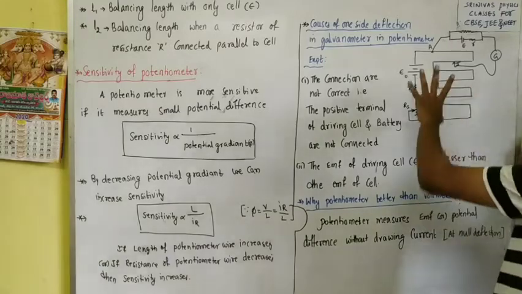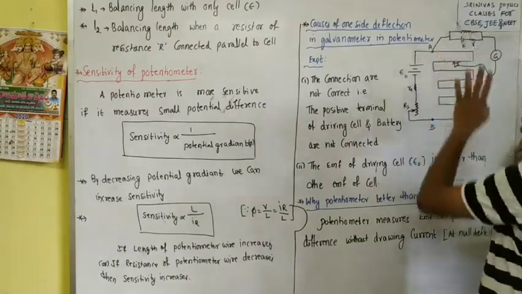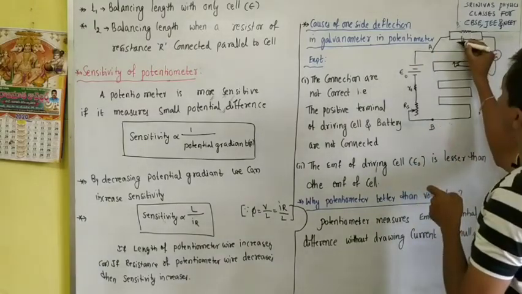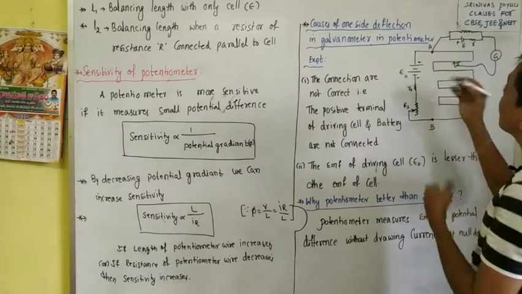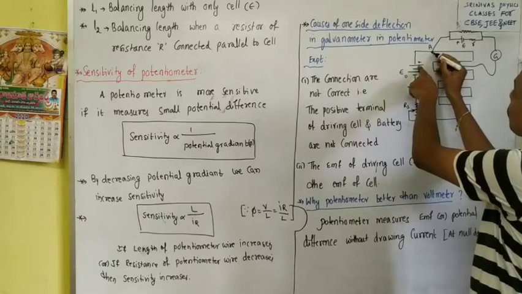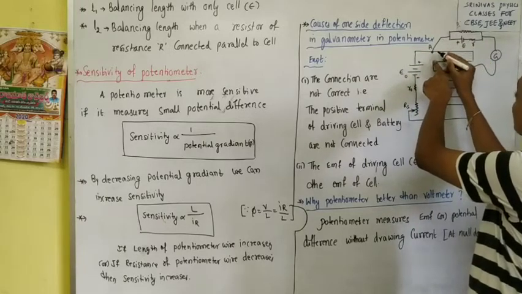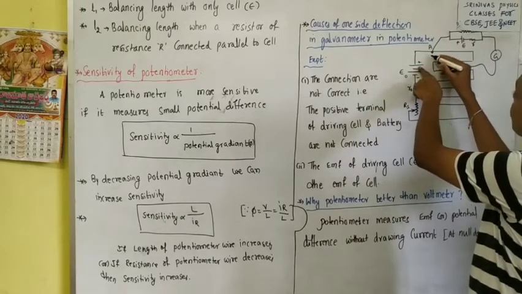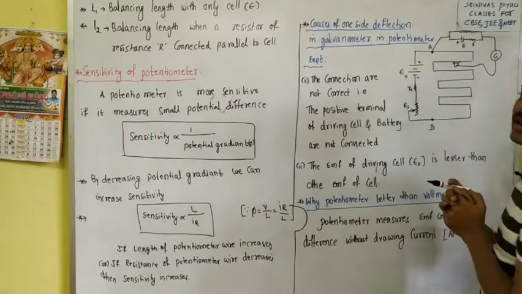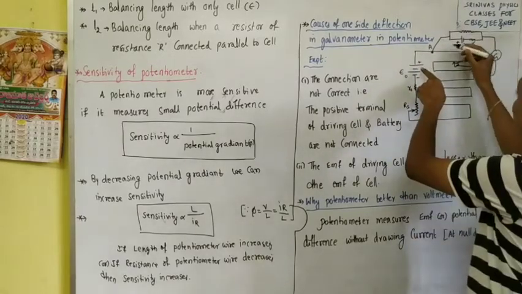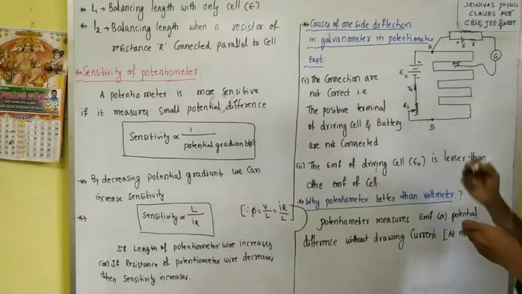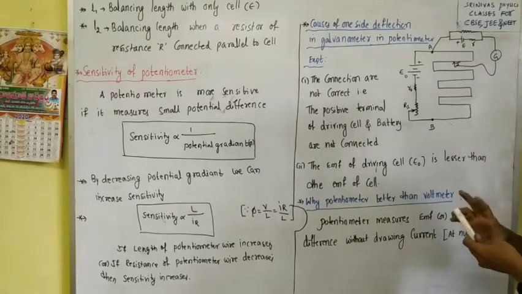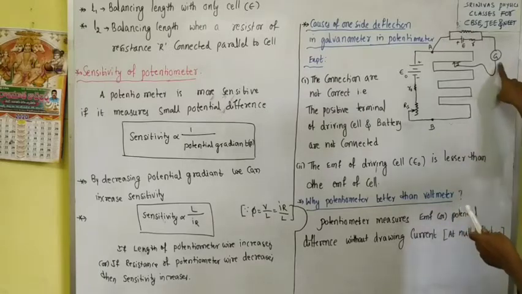The reason is that the connections may be wrong. As per the circuit, the positive terminal of this cell and the positive terminal of this cell should be connected to point A. But if they are not connected, for example the negative is connected to A, then it will be wrong. The positive terminals of all cells should be connected to point A, but if they are not, then it is a mistake. Due to that, you may get one side deflection in the galvanometer.